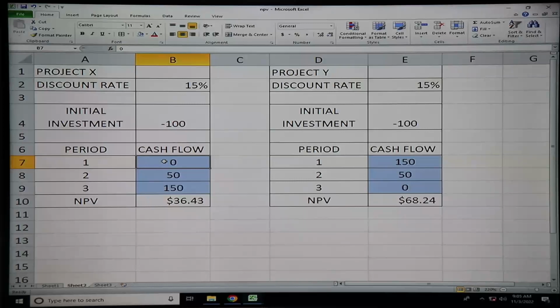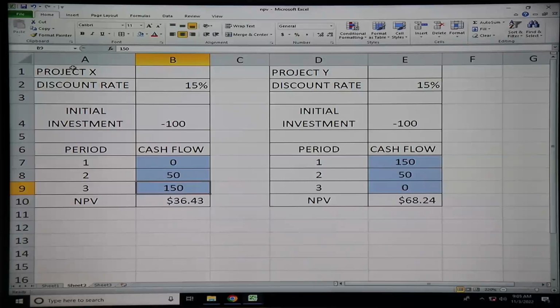The second one, we expected 50. And the third one, we expected 150. So someone says that time value of money, that is exactly what we are looking for. The time value of money matters a lot.